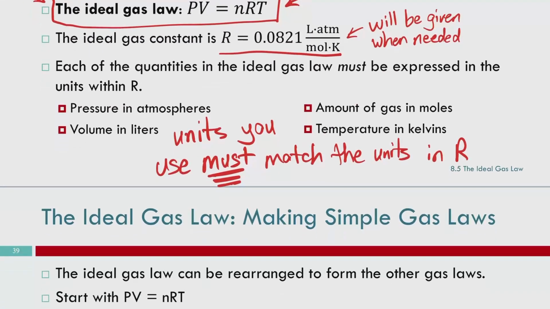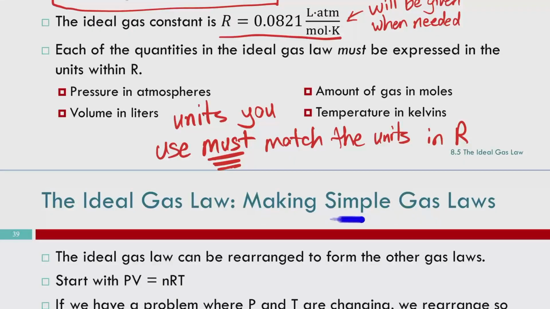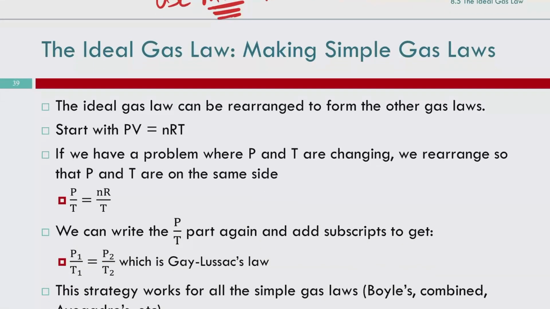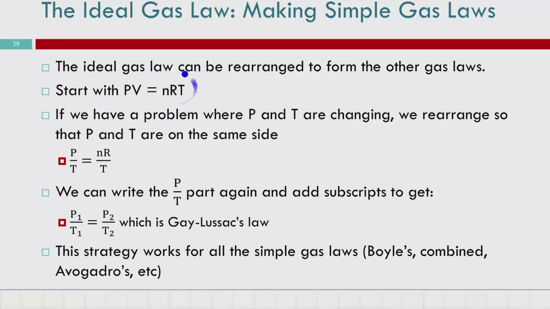So what's cool about the ideal gas law is that we can make our simple gas laws from the ideal gas law. The way that we do this is we're going to start with PV equals nRT. So you're always going to start with PV equals nRT. And then you want to identify what variables are in your problem. So if your problem gives you two pressure values and a temperature value, for example, what we're going to do with our ideal gas law is get pressure and temperature on the same side.